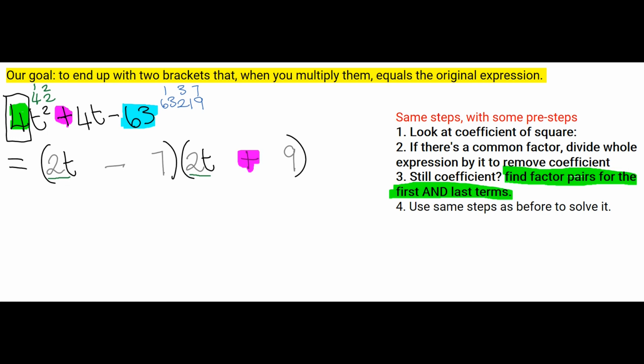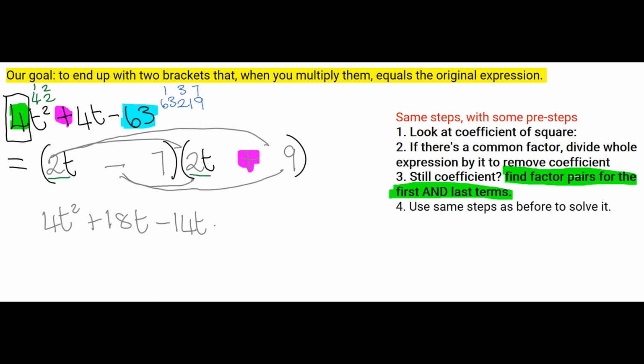Let's multiply them out and see if we get the same value as our original expression. 2t times 2t, that's 4t squared. 2t times 9, that's going to be 18t. Then we have minus 7 times 2t, and we have minus 7 times the 9, minus 63. Then if we combine our middle terms, we'll be left with plus 4t.